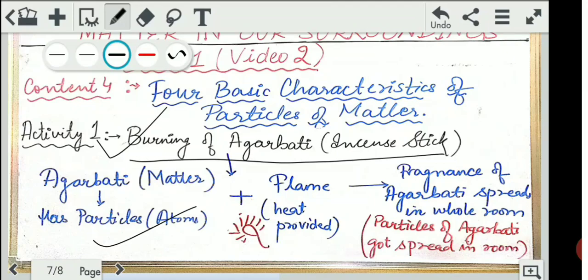To that agarbatti we provided heat, right? We lit it with a matchstick. So what did we provide? We provided heat. When the agarbatti was lit, the fragrance of the agarbatti spread into the whole room. So friends, this was a very simple thing: when the agarbatti was lit with the matchstick and heat was provided, its fragrance spread into the whole room.